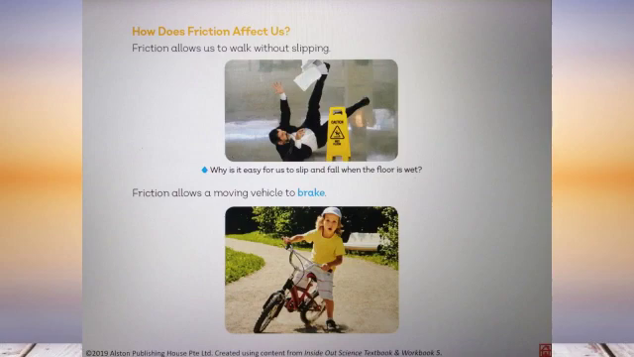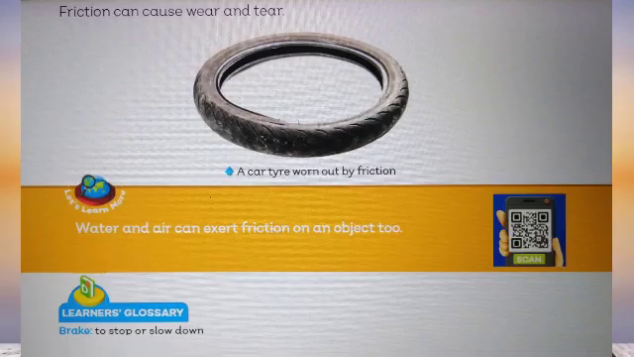And the next one is friction allows a moving vehicle to brake. For example, in the bicycle of the kid in the picture, it is the contact between the surface of the tire and the brakes. When they meet, they create a lot of friction that eventually brakes the bike or stops it from moving further. And the next one is friction can cause wear and tear.